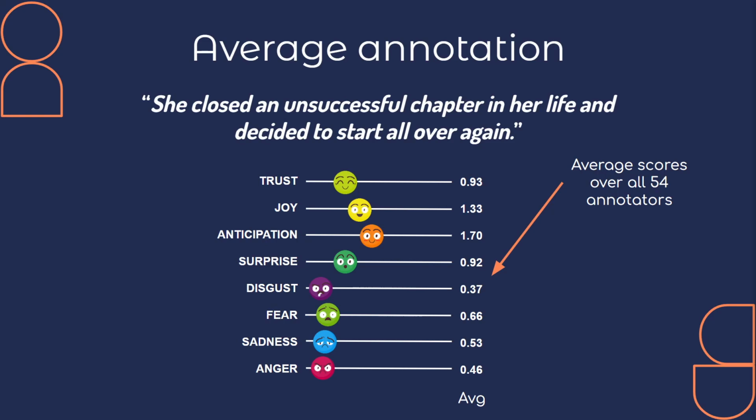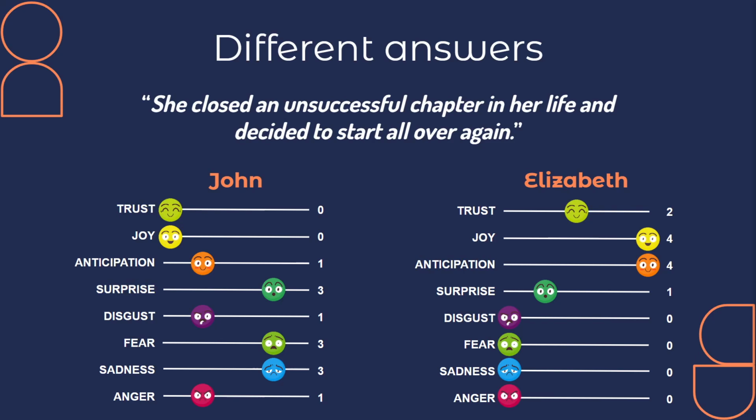During the annotation process, you present the text to the participants of your study. Here on this slide, we can see an example opinion that was presented to 54 annotators. But if we look closely at the data, it's clearly visible that different people gave different answers. For example, John gave mostly positive marks, while Elizabeth gave mostly negative answers. Therefore, there's a lot of room for personalization.